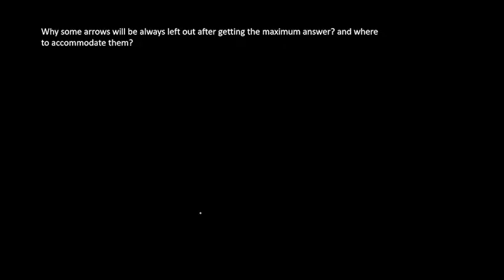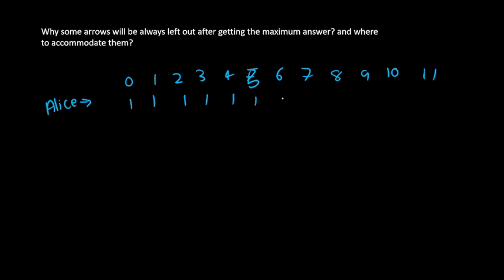Now let's understand the next part of this question: why some arrows will always be left out after getting the maximum answer, and where to accommodate them. Let's just consider an example. I'll make that table again: 4, 5, 6, 7, 8, 9, 10, 11. Suppose the Alice array that we have been given is something like 1, 1, 1, 1, 1, 1, 1, 1, 1, 1, and 1. So Alice has hit a single arrow for every target.